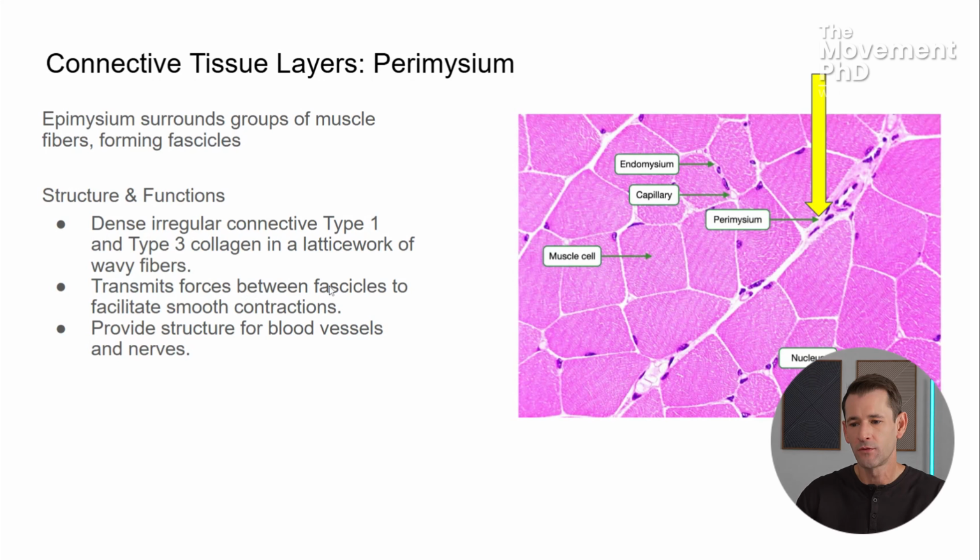It transmits forces between those different fascicles. That way you have a smooth muscle contraction. So each of these fascicles can contract together and produce a nice smooth contraction. It's also important for providing structure for the blood vessels and nerves. So that lattice work of wavy fibers gives a place for those nerves and those blood vessels to be housed in, to provide some structure for them so they stay where they're supposed to.